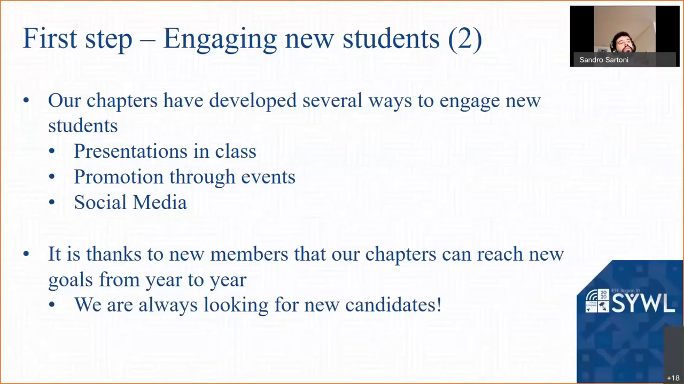Our chapters have developed several ways to engage new students. We have, for example, presentations in class, with the help of university professors, obviously. We have promotion through events. The pictures we were looking at before were taken at one of our hackathons in Turin, where we had the chance to introduce who we are as an association, and also social media campaigns, obviously. And it is thanks to these new members that our chapters can reach new goals from year to year.